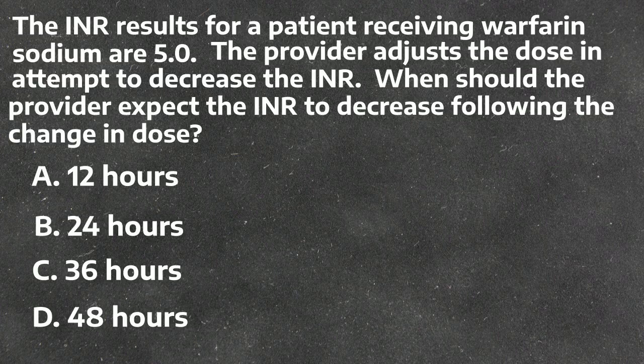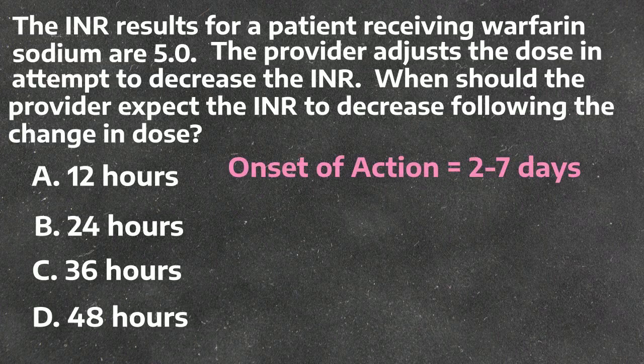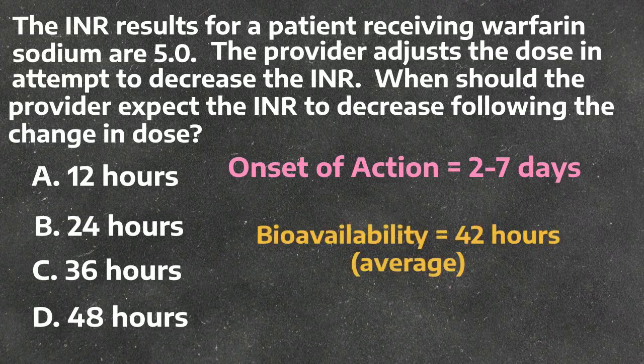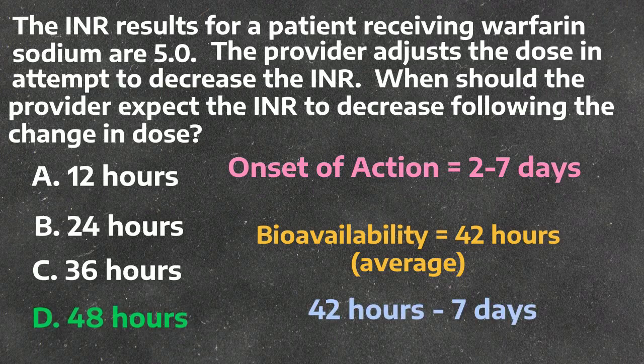The onset of action of warfarin sodium, otherwise known as Coumadin, can range from 2 to 7 days, and the bioavailability, though highly variable among individuals, is on average 42 hours. Therefore, when changing the dose, the provider might see the INR decrease as early as 42 hours, or it might take up to 7 days. 48 hours would be the best choice of the answers available in this question.